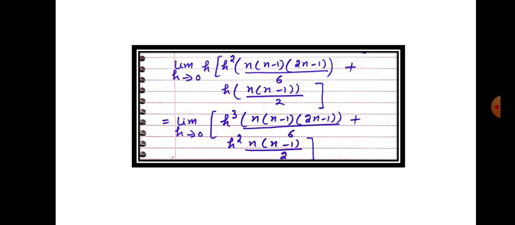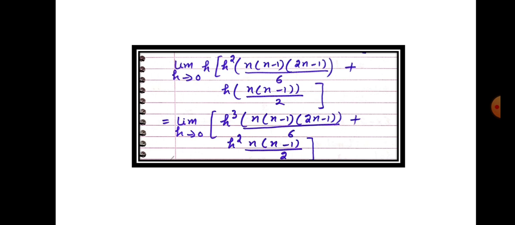This is equal to limit h approaches 0. Now taking h within the bracket, we get h cube into n(n minus 1)(2n minus 1) divided by 6 plus h square into n(n minus 1) divided by 2.